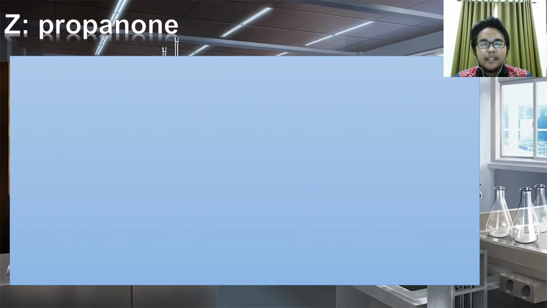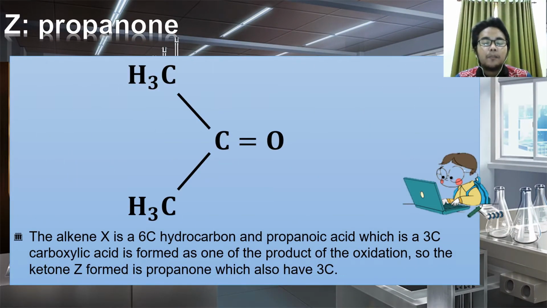The last one is the structure of Z, named propanone. The alkene X, which is 2-methyl-2-pentene, is a 6-carbon hydrocarbon, which can undergo oxidation with hot, concentrated, and acidic potassium permanganate solution to form two products with 3 carbon atoms. The first one is the carboxylic acid, named propanoic acid, and the other one is the ketone Z, which is named propanone.